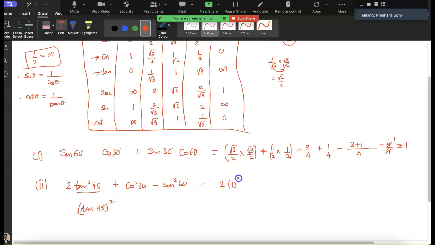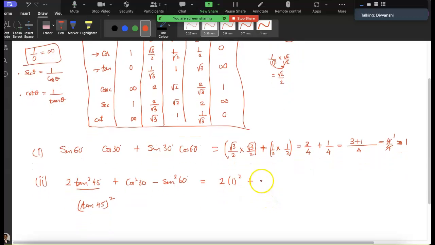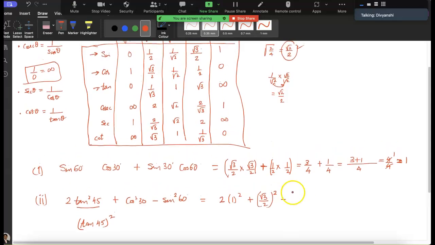So 1 square. Plus cos 30. What is cos 30? Root 3 by 2. So root 3 by 2 and square it, because it's cos square. Minus sin 60, root 3 by 2 square. So tell me the simplification. Come on. What will this simplify to?